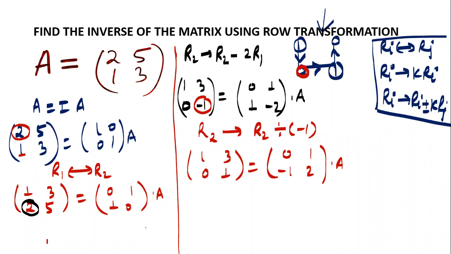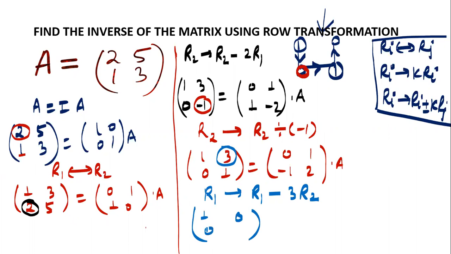Now what is my next step? My next step is I'll make it 0. What can I do? I can multiply it by 3 and can subtract from R1. So next step would be R1 arrow, R1 minus 3R2. Multiply it by 3 and subtract. 1, 0, 0, 1. R2 will remain as it is. Similarly here, this will be plus 3. And 1 minus 3, that is minus 5, minus 1, 2, and 8.